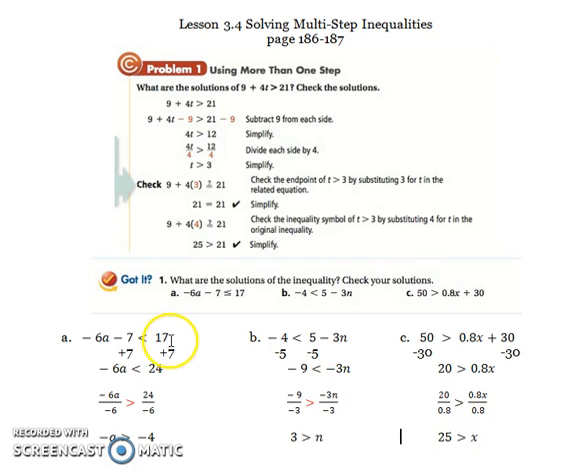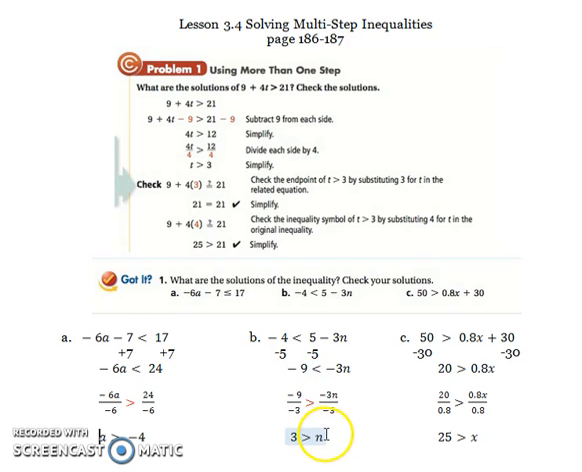Now, make sure you go back and double check. So for this one, a being greater than negative 4, any number greater than negative 4, so 4. If we go back to the original inequality and put a 4 in there, that gives us negative 24 minus 7. I don't even care what the total is. It's going to be a negative number, which is automatically less than a positive number. So we're good there.